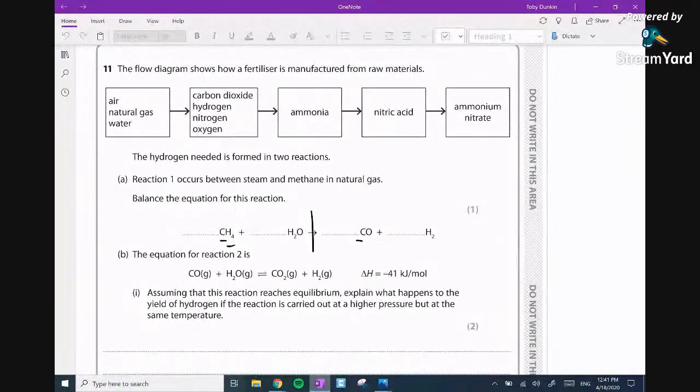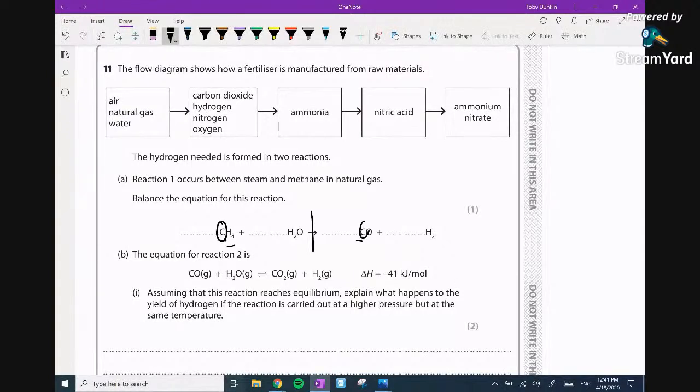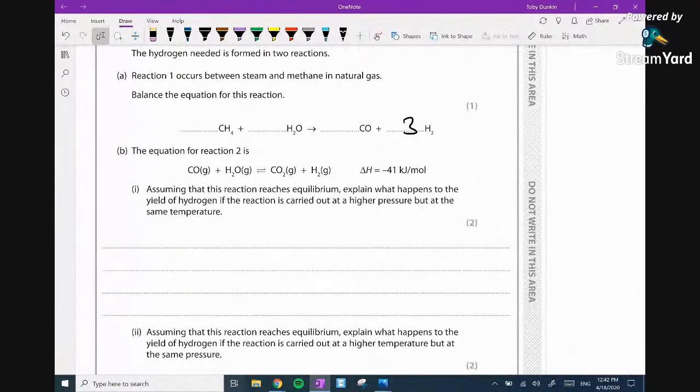So, one carbon, 6 hydrogens. Easy miss. 1 oxygen. Is that literally it? Just a 3. Is that it? 1, 1, 1. It is, amazingly. Go figure. I'm still checking it. Yeah, it's good.